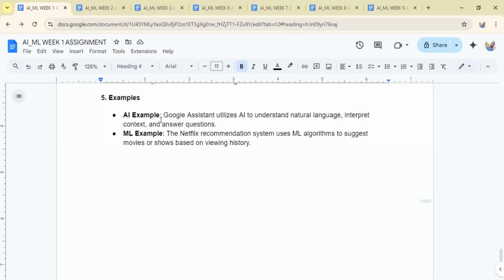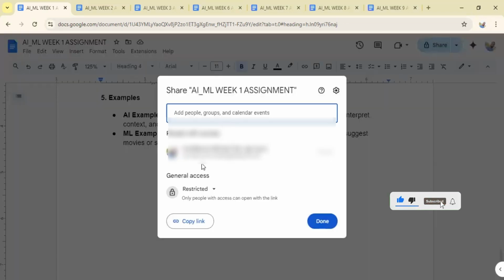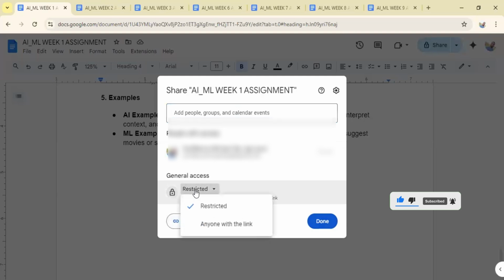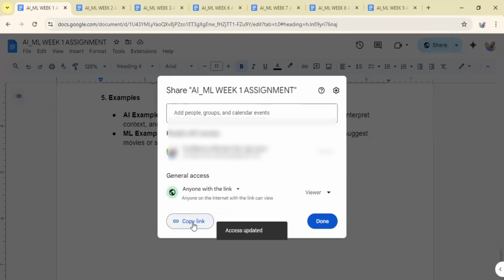So let's go. Without further ado, we just have to click on the share button and then change this from restricted to anyone with the link, and then you copy the link. After copying the link, you can now submit this link on your dashboard, and that is that about the assignment.